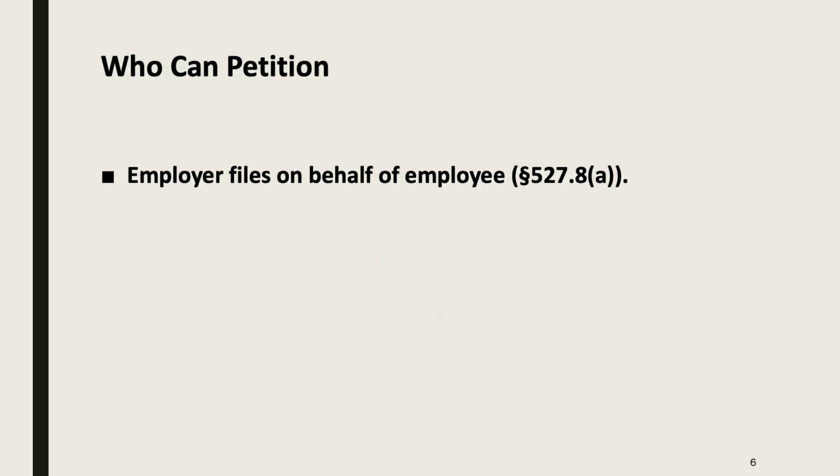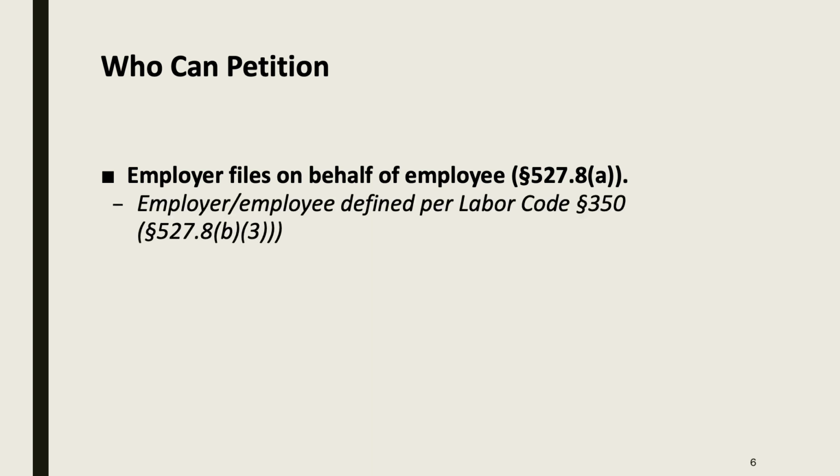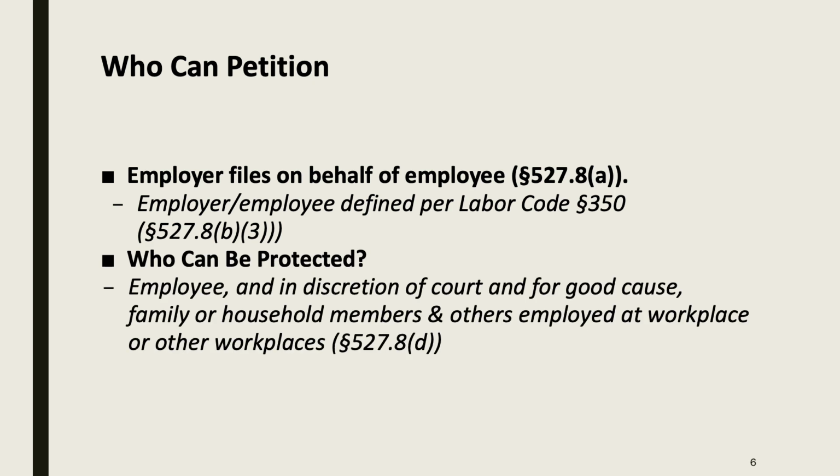Well, who can petition? This is the kind of a restraining order that's filed by the employer on behalf of the employee. And the employer-employee relationship is defined in Labor Code Section 350. Who can be protected? Well, the employee, and in the discretion of the court, and for good cause, the family or household members of the employee and other people employed at the workplace or at other workplaces.